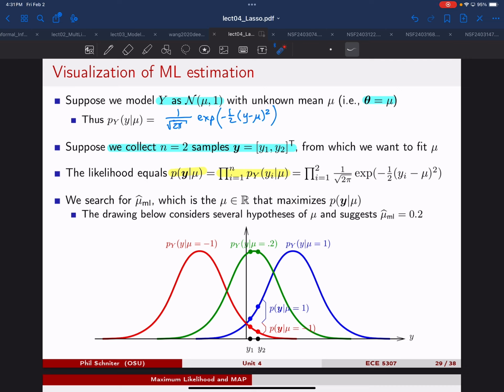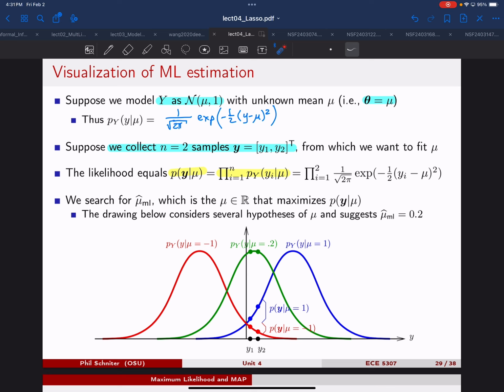What do you think is going to be the mu that maximizes the likelihood? Just graphically. Any ideas? Yeah. Where mu is right in the middle of the green one, right? 0.2. This one? Or you mean a little bit shifted, or just wherever in the middle of y1, y2. Yeah. So would that be this green one?